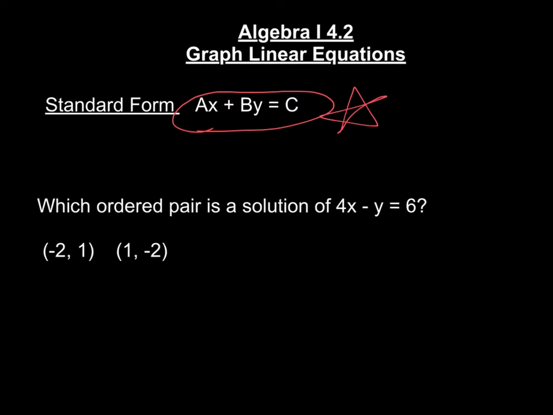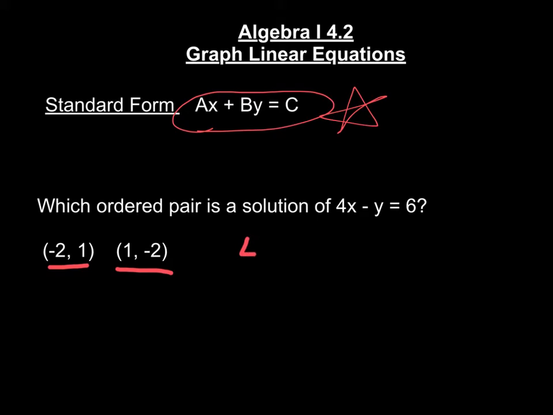Let's start off by just looking to see if you can figure out what an ordered pair is that's a solution of an equation. We have two ordered pairs here, (-2, 1) and (1, -2). It says which ordered pair is a solution to 4x minus y equals 6. Well, we can take the ordered pair and substitute the x value in for the x and the y value in for the y and see if it makes a true statement.